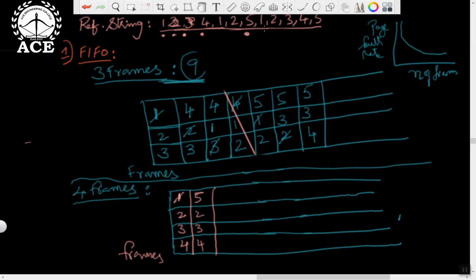Now next, who is going to cause a fault? 1. 1 is not present. Look at this, this is my current scenario now. I don't have 1, right? I have 5, 2, 3, 4. So 1 is causing a fault. Who is the victim? 2 is the victim, because first we loaded 1, gone, then 2, then 3, then 4. So 2 is the first one. In place of 2, we are going to load 1. So 1, 5, 3, 4. Got it?